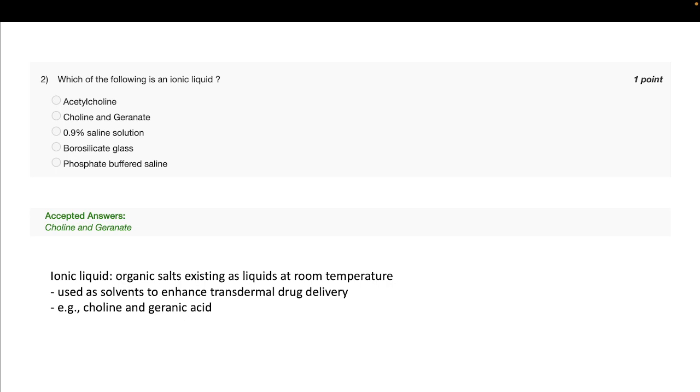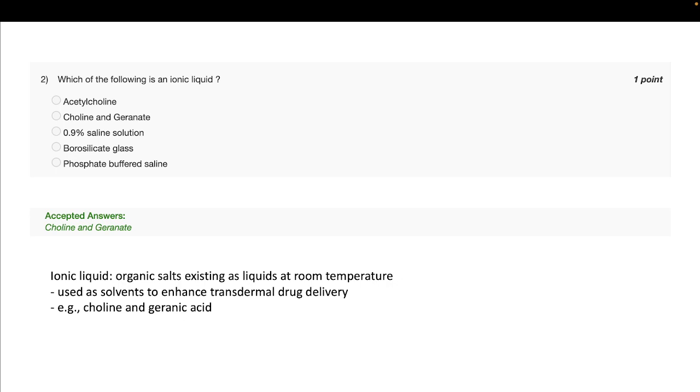So 0.9% saline solution could have been a right answer, but not in the context which is discussed here. So the right answer is choline and geranate. Since the question, which one of the following is an ionic liquid, can be a bit ambiguous, I'm sure such questions won't be there in the exam, because ideally the third option should have been the right answer. But since this is how the question was formulated, the correct answer is choline and geranate. Did you guys get this? Yes, ma'am. Okay, thank you.